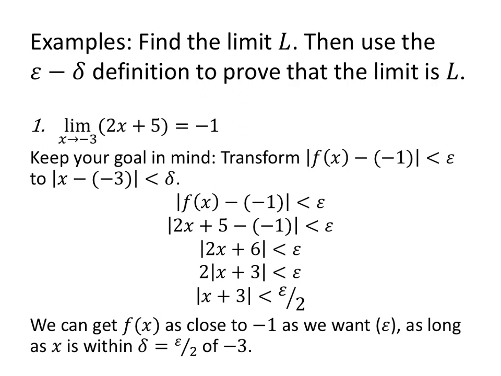So it depends. How close do you want f of x to be to negative 1? Epsilon. You could tell me that number. I want it to be within half a foot. I want it to be within 3 millimeters. I can tell you how close your measurements need to be to negative 3, as long as we know how close we want to be to negative 1. So in general, we could use the epsilon, whereas in the previous examples we were using a specific value, 0.01.